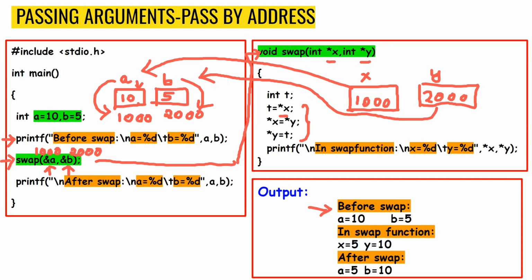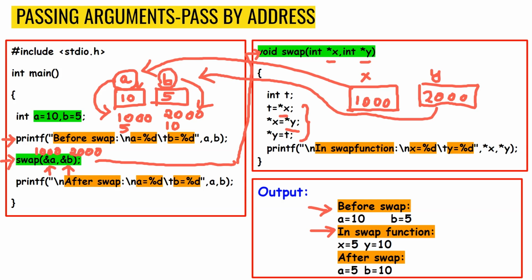Similarly for y also. Star y means the value at the given address location y, which is 2000. What is the value in the location 2000? So we are swapping by using these three statements. After performing the swap, the values of x and y are swapped, so you will get the values as 5 and 10. Similarly, you can see that it is referring back to the original values of A and B. So x and y also refer to the original values of A and B.